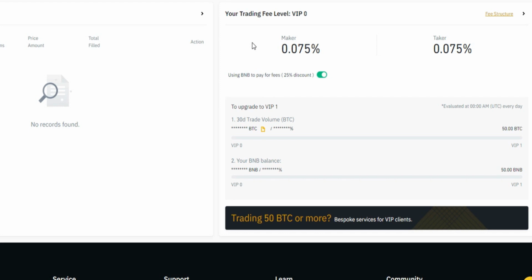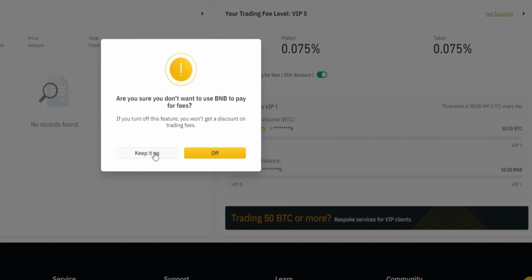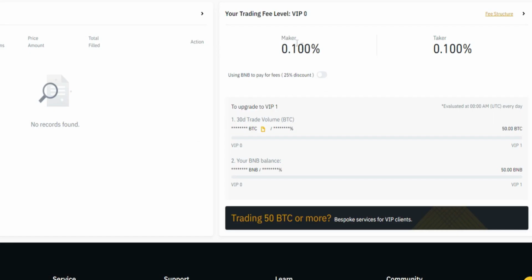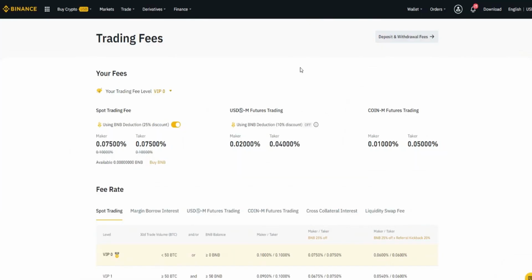So you want to have some BNB inside of your account if you want to take advantage of this discount, because that's what you can do as well. As you can see, if we keep it off, the fees are higher. If we keep it on, the fees are lower. So those are the two key ways to basically save a bunch of money with your cryptocurrency when it comes to your fees.